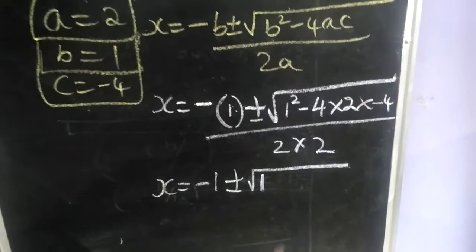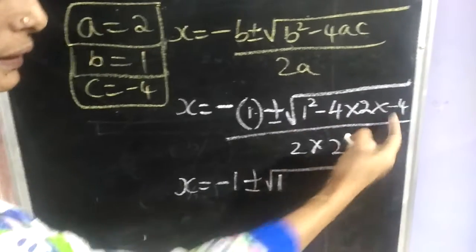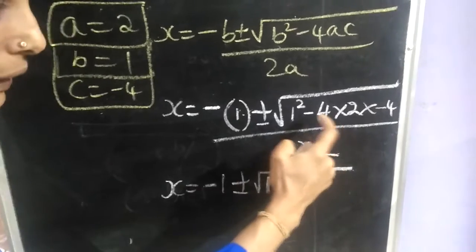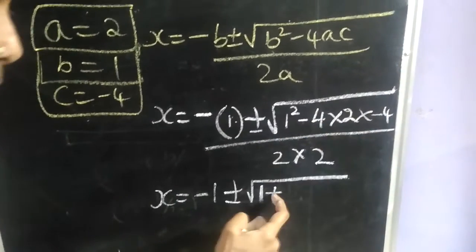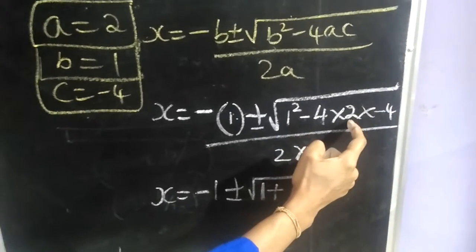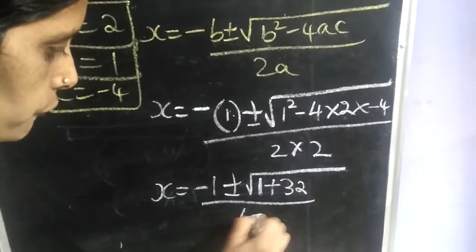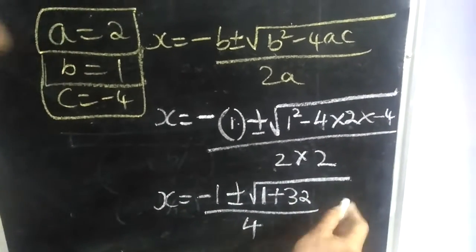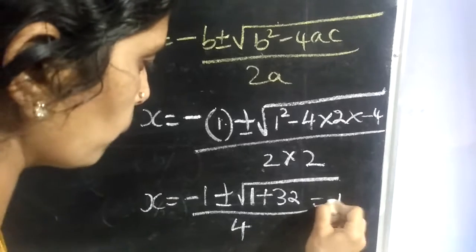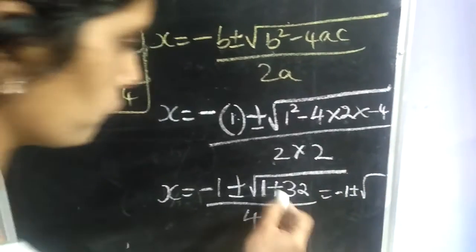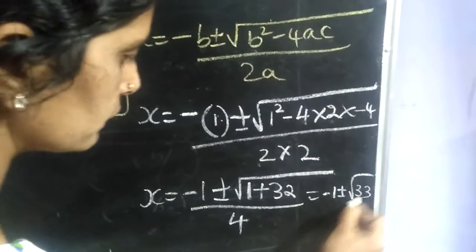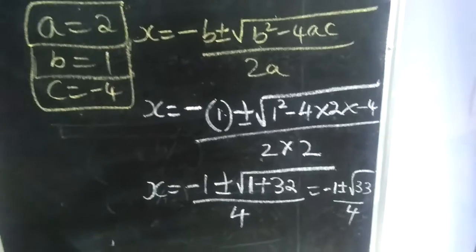1. Okay. So minus into minus gives you plus. Once again, minus into minus plus. 4 2s are 8. 8 4s are 32 by 4. 2 2s are 4. So this is nothing but minus 1 plus or minus root of, what is 32 plus 1? 33 by 4.